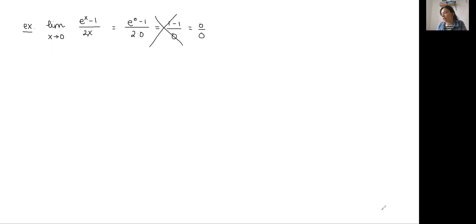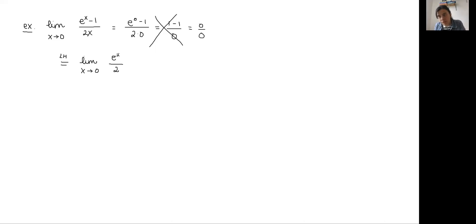Instead, what we're going to do is use L'Hopital's rule. So here I'm going to write equal, and then based on L'Hopital's rule, this should be equal to the limit as x goes to 0. And I'm going to find the derivative of the numerator and the derivative of the denominator. So the derivative of the numerator is going to be e to the power of x, and the derivative of the denominator is going to be 2.